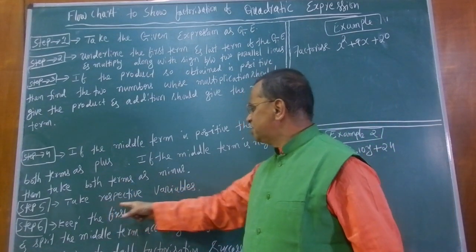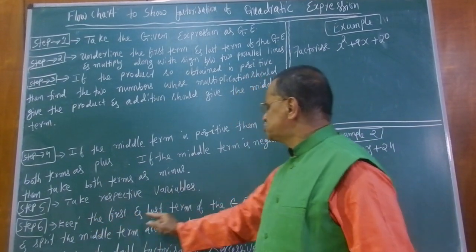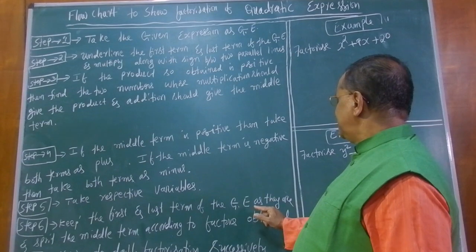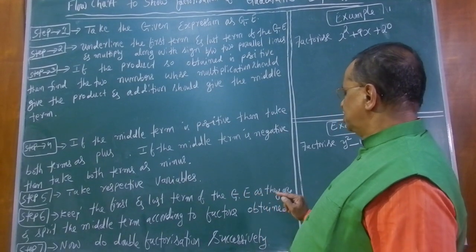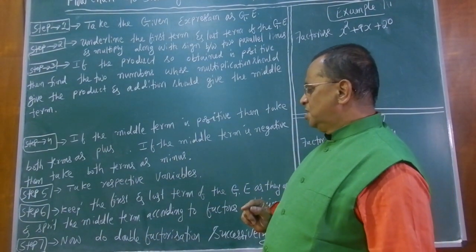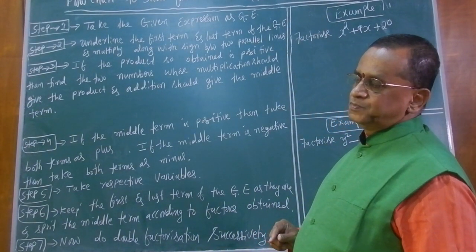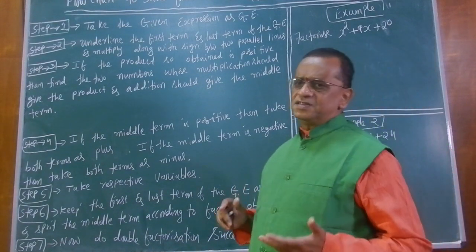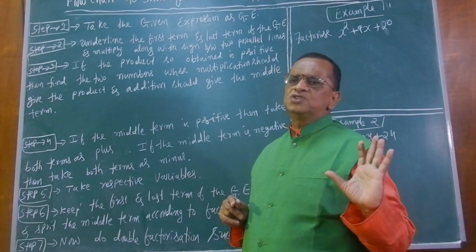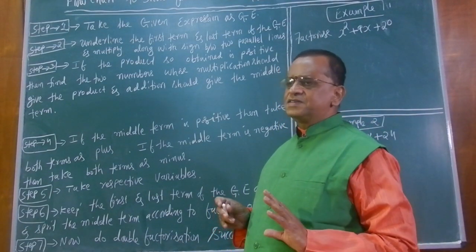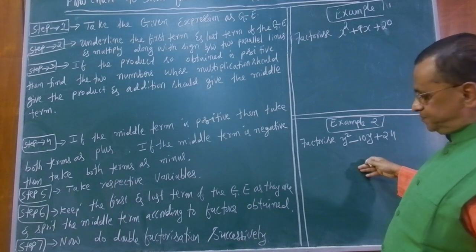Next step is take respective variables. Then keep the first term and last term of the given expression as they are and split the middle term according to the factors obtained. Now we have to do double factorization successively. If I narrate the story, you may not get the clear picture of the process of factorization. So for that reason, I follow this flowchart for these two examples.